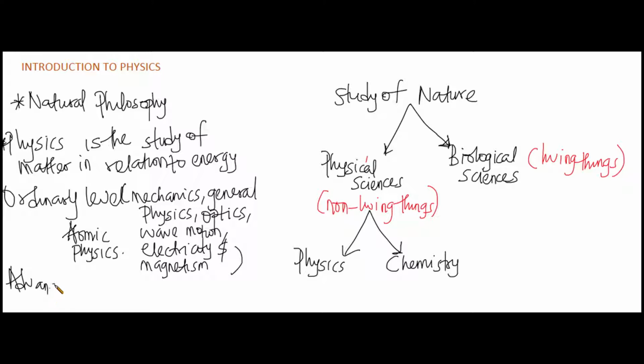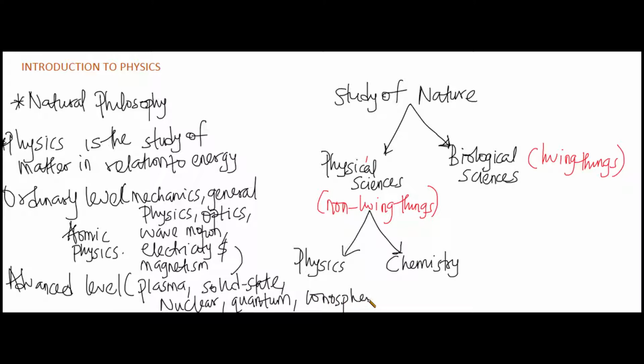Advanced level, we could have plasma physics, we have solid state, we could also have nuclear physics, quantum, and this is a very interesting part of physics, very interesting. We have the ionospheric, and we can just classify this like that. So we have so many branches of physics at advanced level.